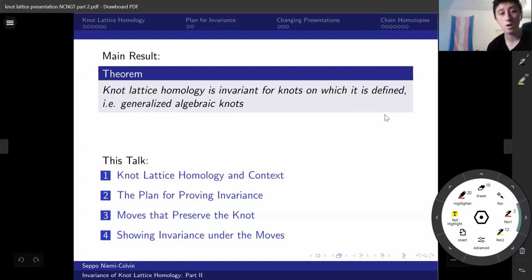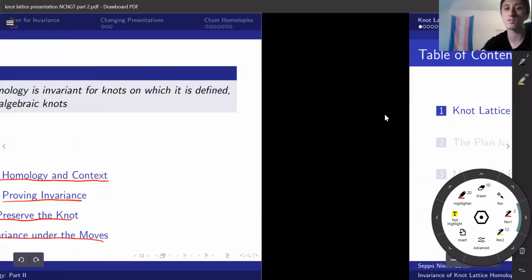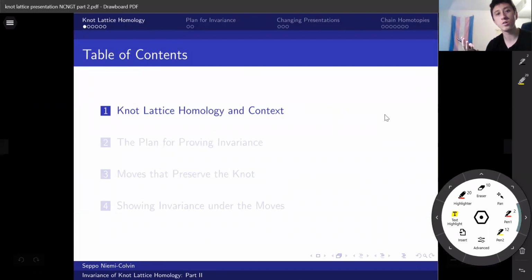This time, we're going to discuss knot lattice homology and give its context, and give the plan for proving invariance, which has two parts: find moves that preserve the knot and get you between pieces of the knot, and showing invariance under those moves. So let's get into knot lattice homology.